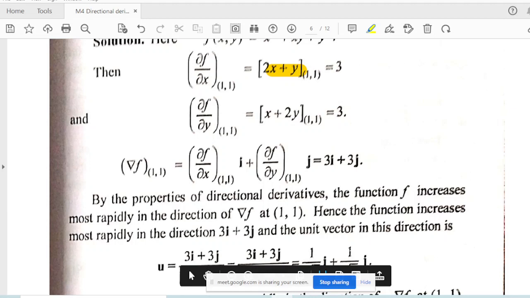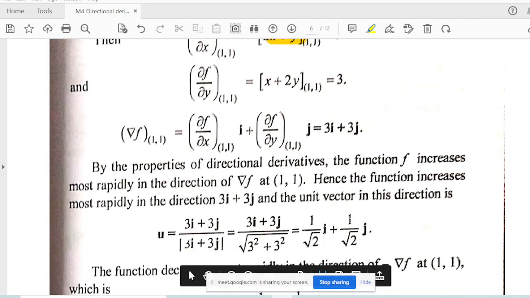And the unit vector in this direction is given by vector u equal to 3 i cap plus 3 j cap divided by the magnitude of 3 i cap plus 3 j cap.